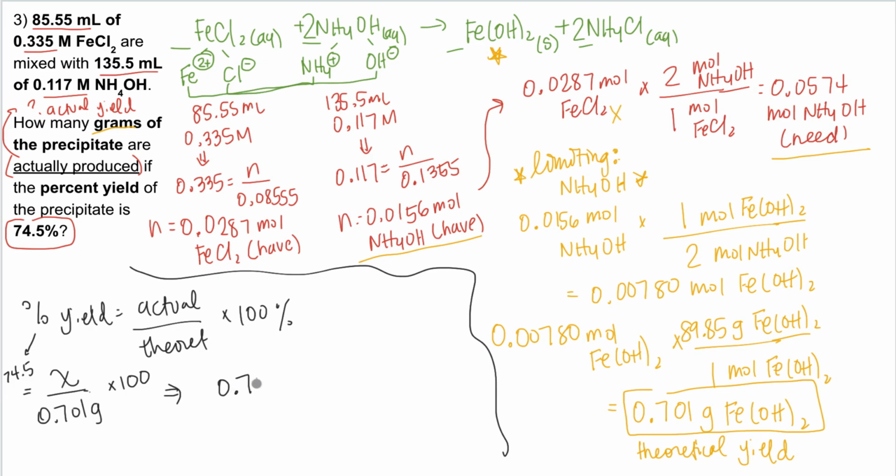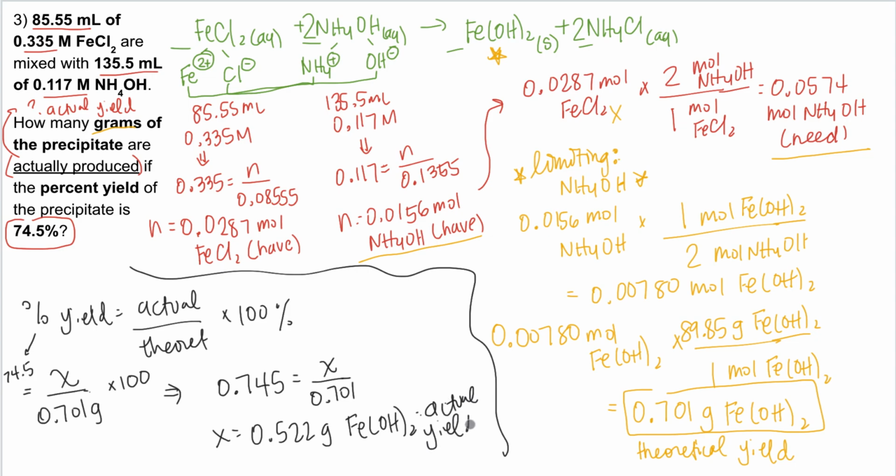0.745 equals x over 0.701. So to solve for my actual yield, I multiply both sides by 0.701, and I'm going to get 0.745 times 0.701. I'm going to keep 3 sig figs, and I'm going to find that my actual yield of the precipitate, the iron 2 hydroxide, was just about 0.522 grams. So we just solved for the actual yield.